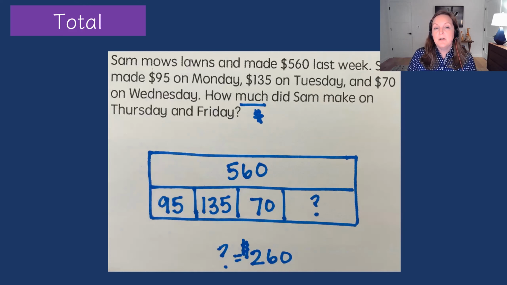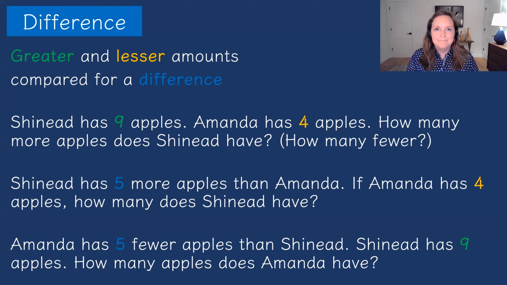This is an example of a total problem with a missing part. And in this total problem, there are more than 2 parts. In fact, this total problem has 4 parts, one of which is missing. Starting in grade 3 and moving through the middle school grades, most total problems don't just have 2 parts put together for a total, but 3 or more parts put together for a total.